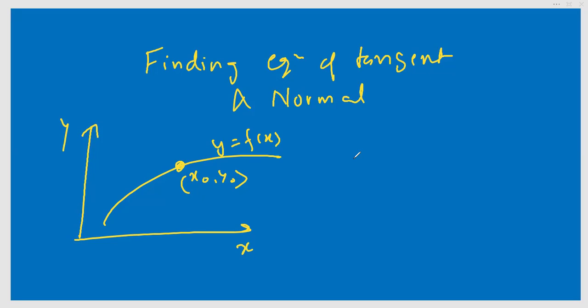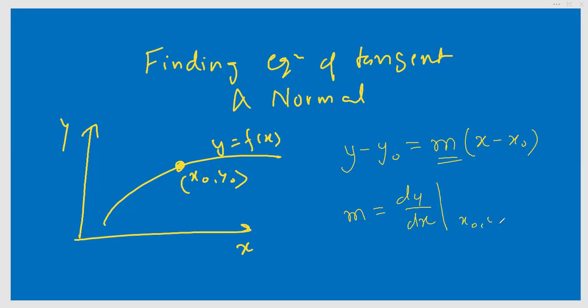And how to do it? See, the equation of tangent can be written as y minus y naught equals m, where m means slope, multiplied by x minus x naught. So this is the equation of tangent. How to get this slope? This slope can be obtained by differentiating the given function and plugging in the values of x naught, y naught. Once you get it, put it here and get the equation.